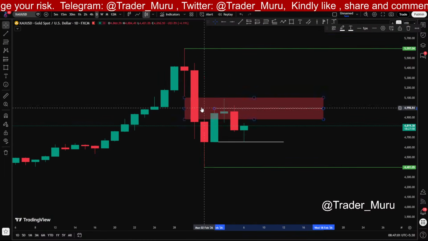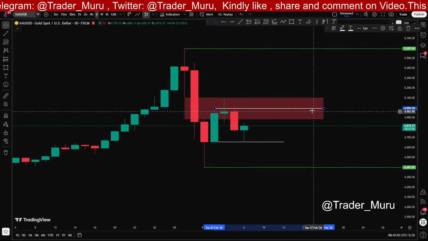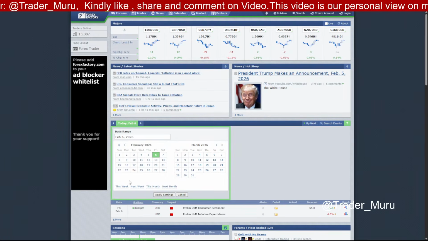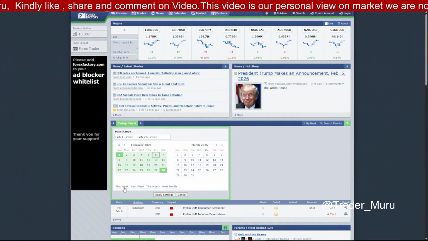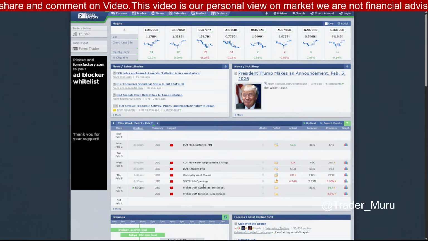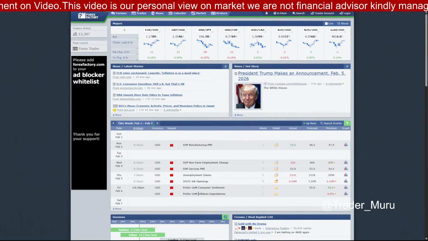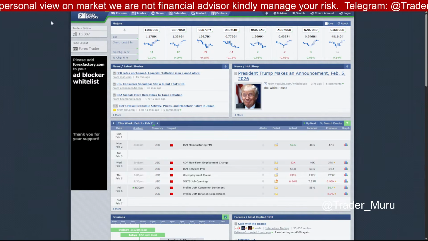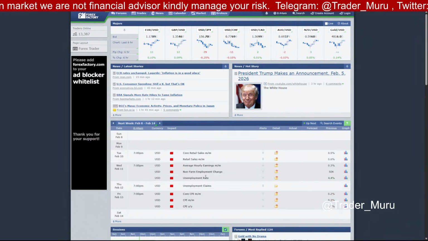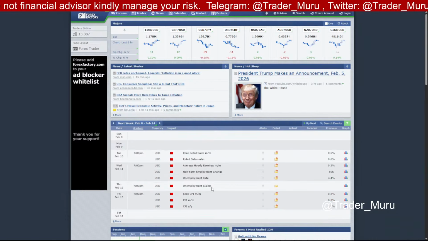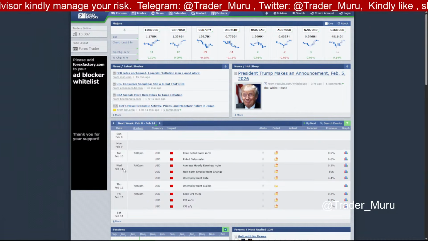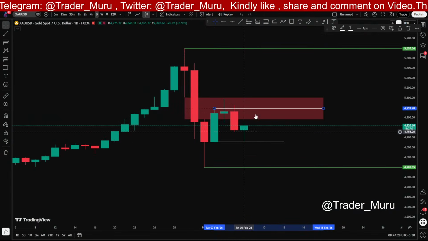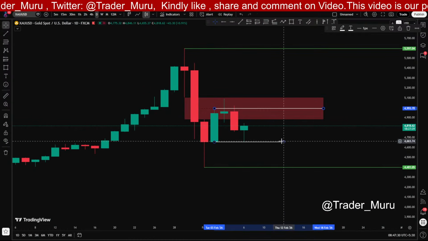Right now the market is just consolidating here for the news this week. So price is just consolidating here. And next week we have NFP. So possibly a consolidation range between these two lines.